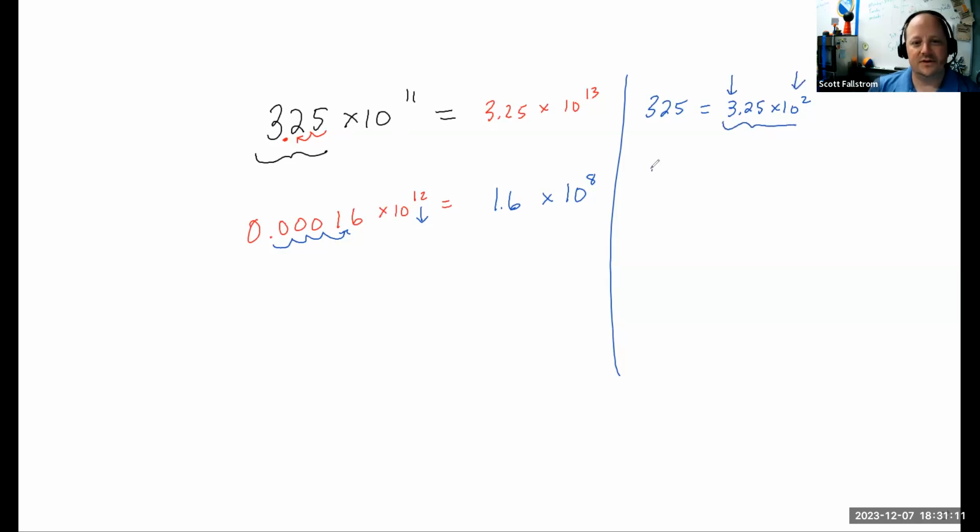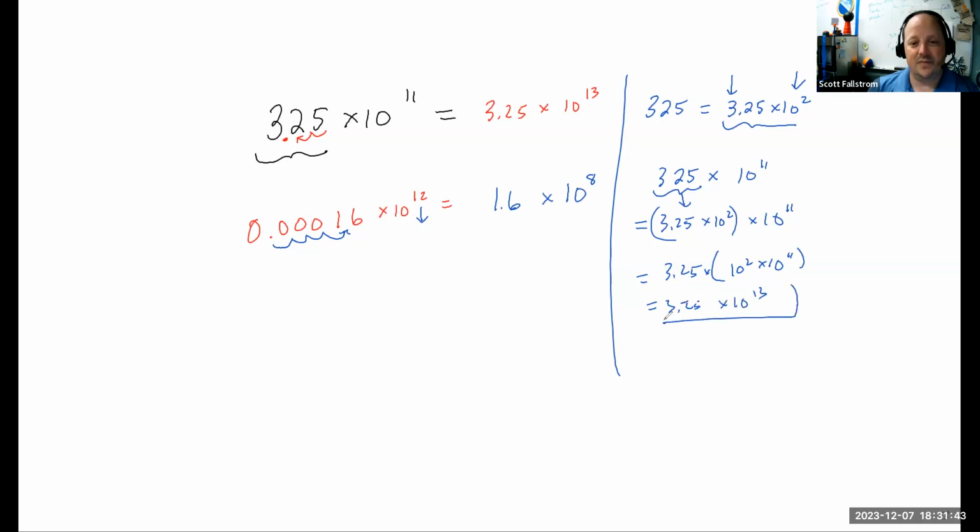And then if you wanted to, you could say 325 times 10 to the 11th is the same thing as 3.25 times 10 squared, that's the first portion, times 10 to the 11th. Again, all I did is rewrite that number there. And then I use the associative property. Like I said, this is the longer way. 3.25 times 10 squared times 10 to the 11th, and then that becomes 3.25 times 10 to the 13th. So yes, I have done it this way, and some of my teachers required me to show all my steps.